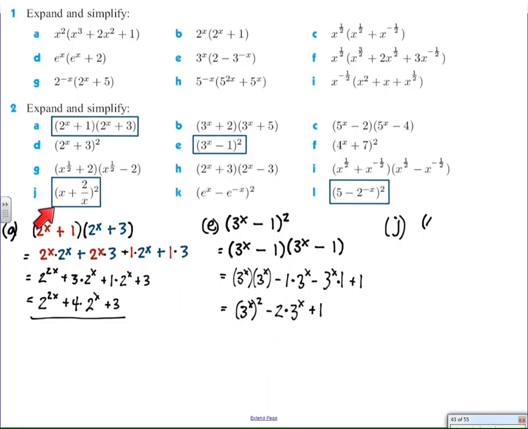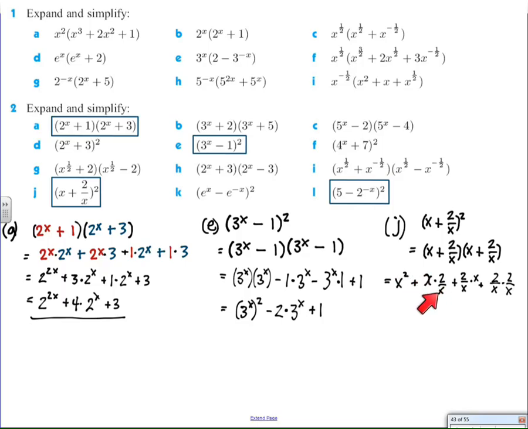Finally, or not finally, I keep saying that, we get to part J, and what only makes this different is what we are foiling happens to be an expression with a variable in the denominator. That should not discourage us. We just have to FOIL it. First, outside, inside, last. So we have x times x, which is x squared, x times 2 over x, then 2 over x times x, and 2 over x times 2 over x. So each of these now has to be multiplied, and here we can see x divided by x is 1, so we're just left with a 2. Same thing happens here, and then we have 2 times 2 over x times x, or 4 over x squared. 2 plus 2 is 4, so that's our final result.